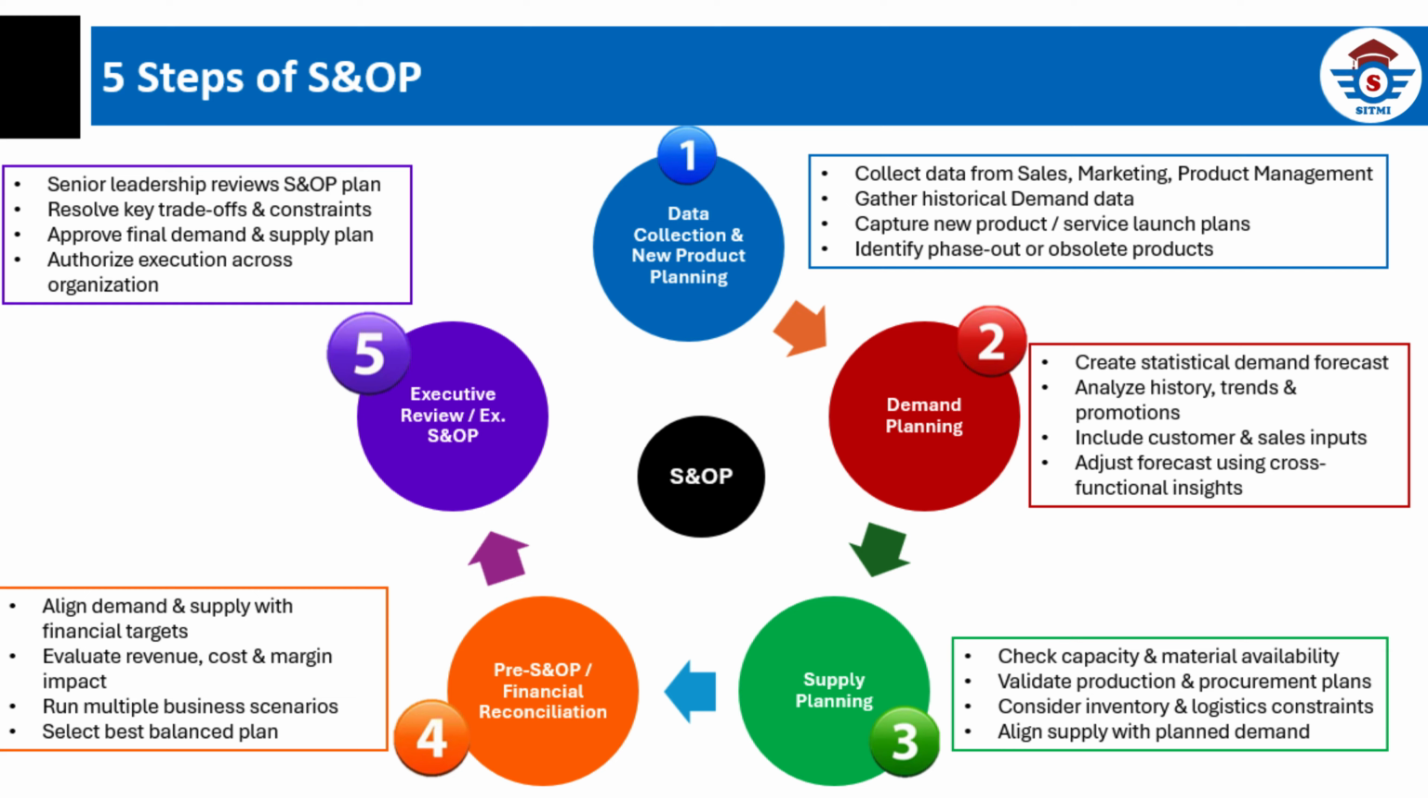Now it's time to measure how good our planning really is, because in real business, planning without measurement has very little value. It's simple: whatever gets measured gets improved. So in this session, we will talk about KPIs at each step of S&OP, starting from step 1, which is data collection and new product planning, then step 2, which is demand planning, then step 3, which is supply planning, then step 4, which is pre-S&OP or financial reconciliation, and finally, the executive review.